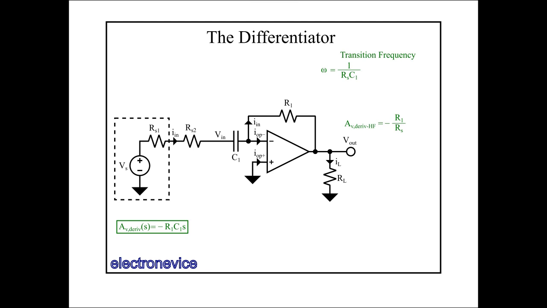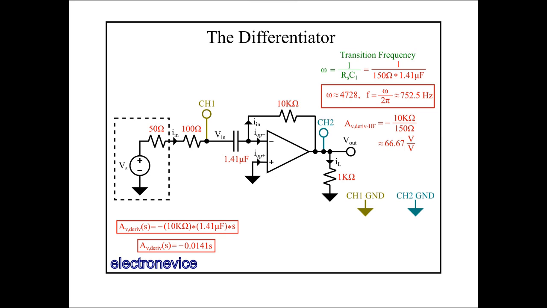Finally, we get to the differentiator with source resistance. Here I've set up the differentiator with a 1.41 microfarad capacitor from before and 10K feedback resistor. The 100 ohm series resistor will cause the gain to stop increasing at about 752.5 Hz. That is gain from the source voltage, not the input voltage. The maximum gain will be capped at 66.67 volts per volt as a result.